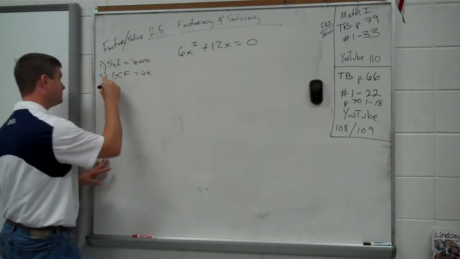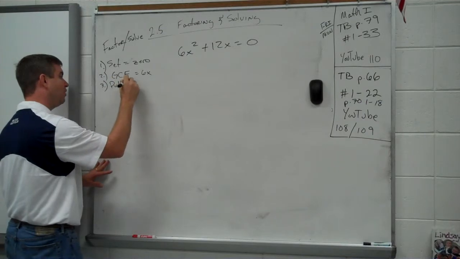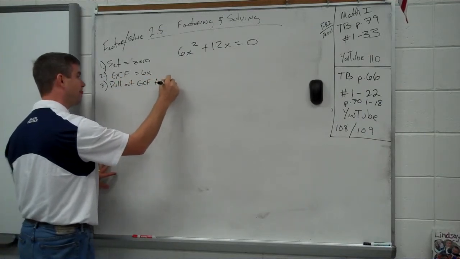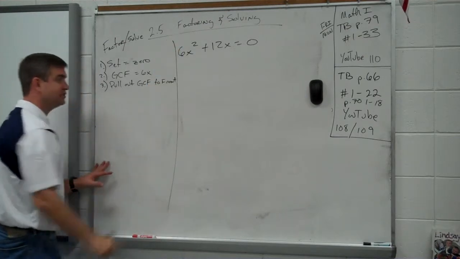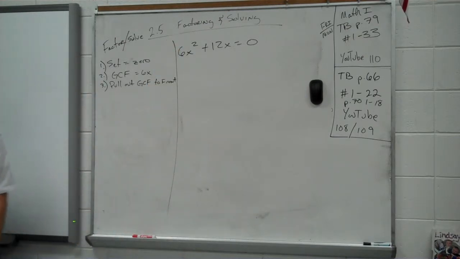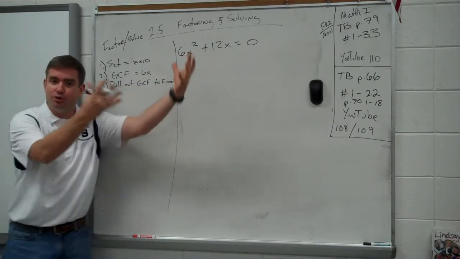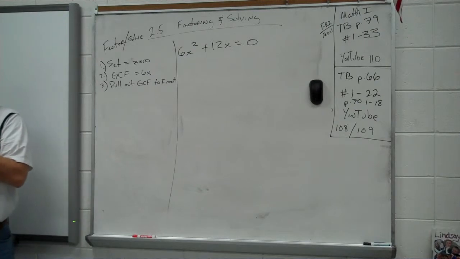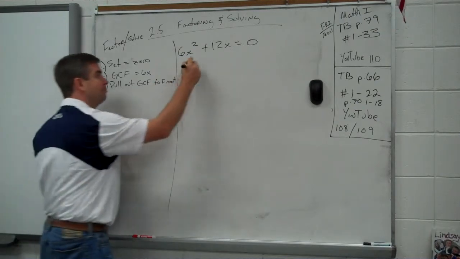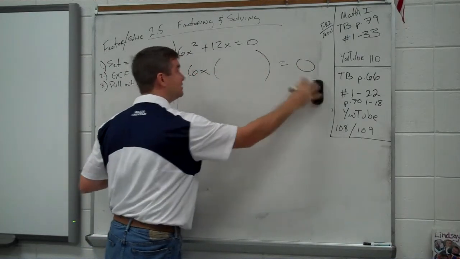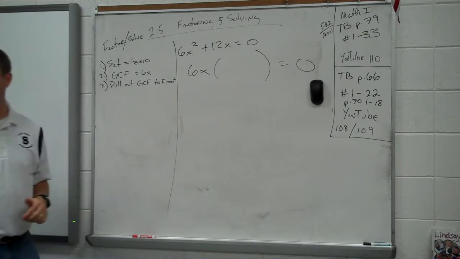Step number 3, pull out the GCF to the front. What does that mean? When you're factoring, you're taking this fairly easy binomial, you're pulling out the GCF to the front. You're making it bigger. You're expanding it. I'm going to pull 6x out to the front. Then I'm going to have this binomial on the inside.